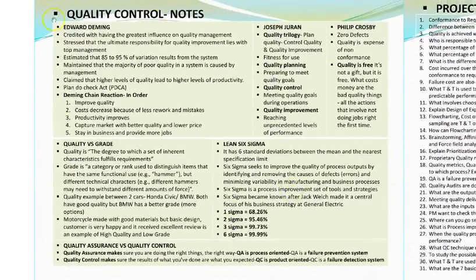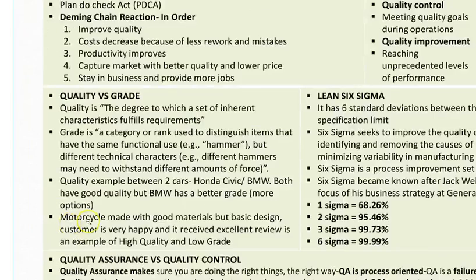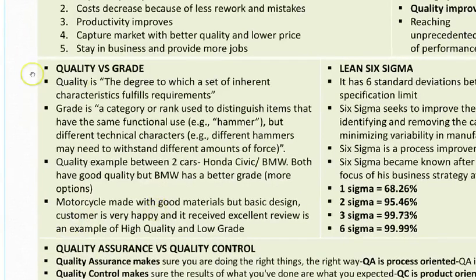So even though these are not in your book, you still got to know who these people are and what they were credited with. Another important thing is quality and grade. What is the difference between those two? Again, quality is the degree to which a set of inherent characteristics fulfill requirements.